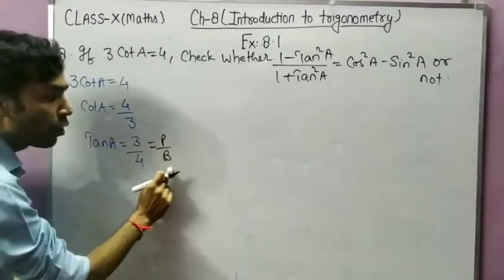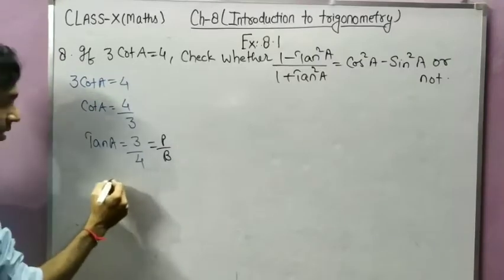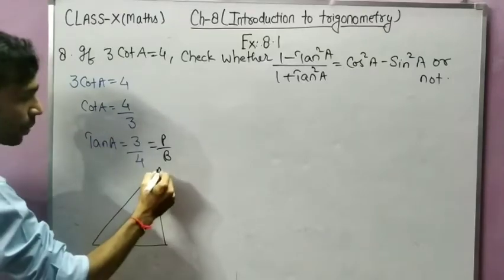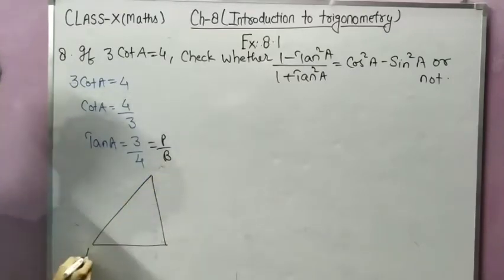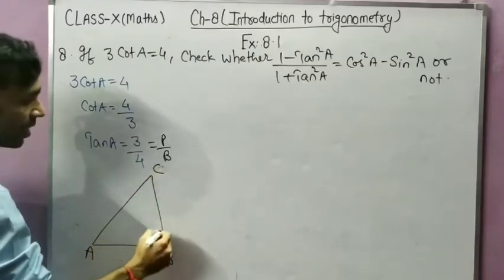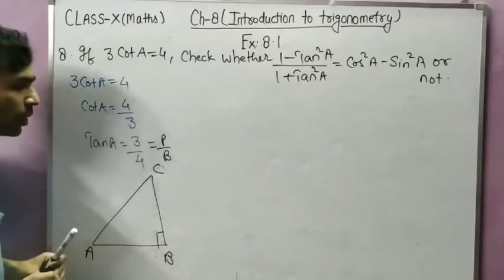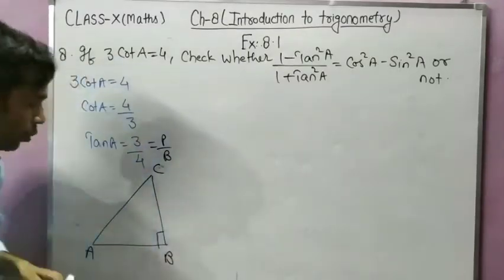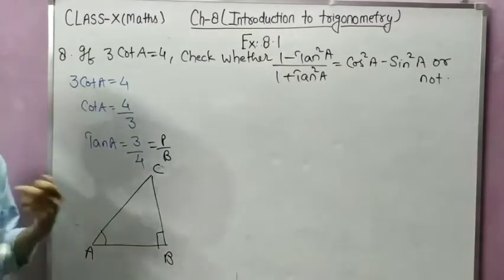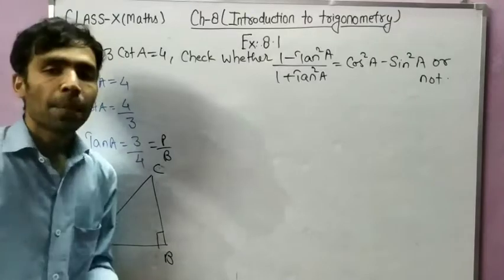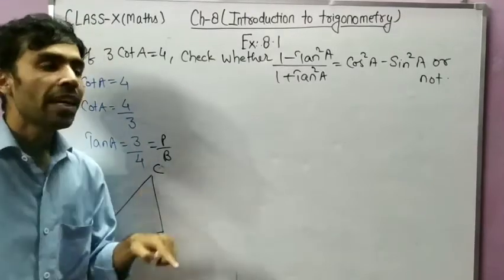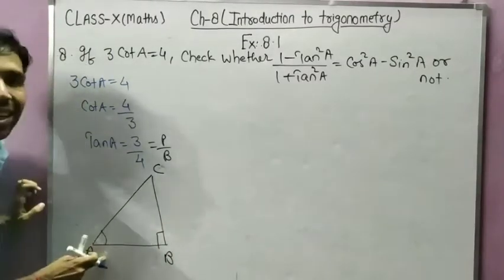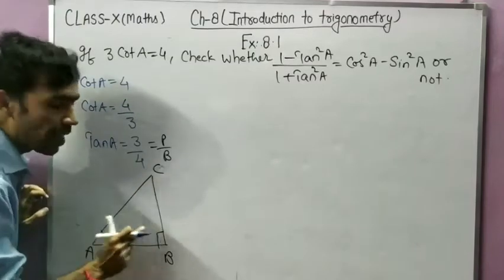So what we will do, student? If the ratio of perpendicular and base is 3 by 4, it means we will make one triangle like this. Okay? Suppose in this triangle this angle is A, B and C, and this is 90 degrees. Why is this 90 degrees, student? Because tan A we know is perpendicular upon base. And any type of trigonometric ratios can be applied in a right angle triangle only. So we need at least one right angle, okay? So what I have done, I have drawn a triangle ABC in which angle A is acute, angle C is also acute, and angle B is 90 degrees.